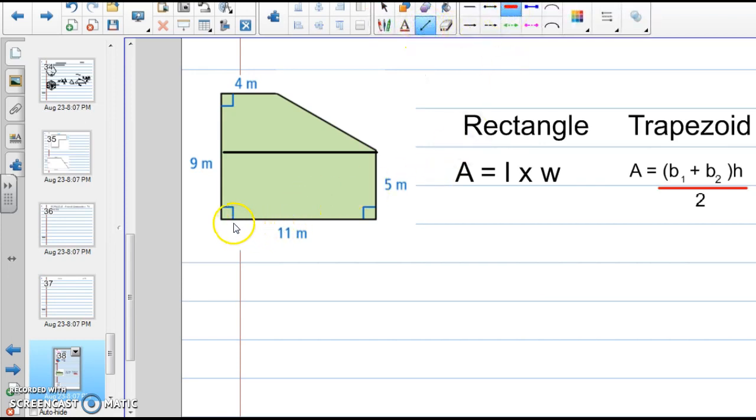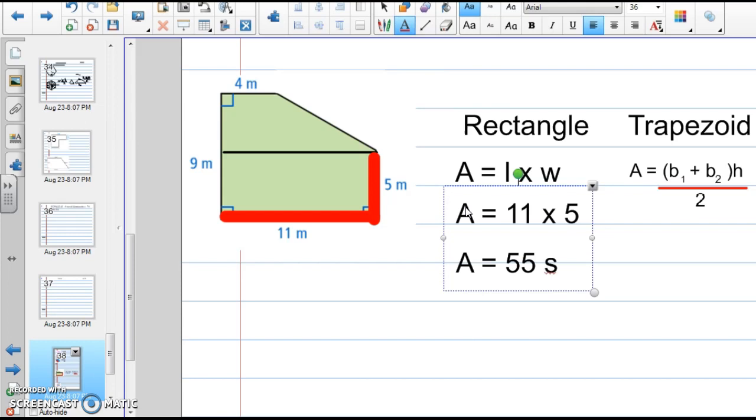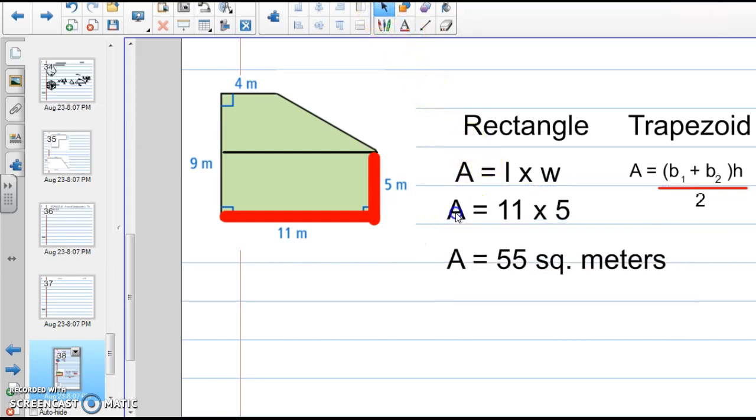rectangle at the bottom. To find the area of this rectangle, we would simply multiply the length, which is 11, times the width, which is 5. So A equals 11 times 5, and for the rectangular part, we would get 55 square meters. That would be the area of just the rectangle. Now, let's look at the trapezoid. This is going to be a little bit trickier.